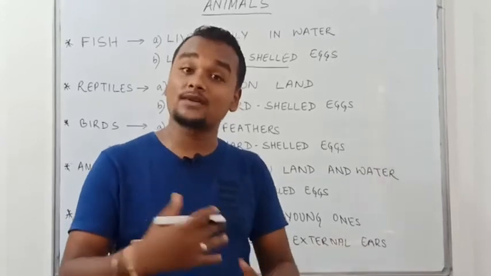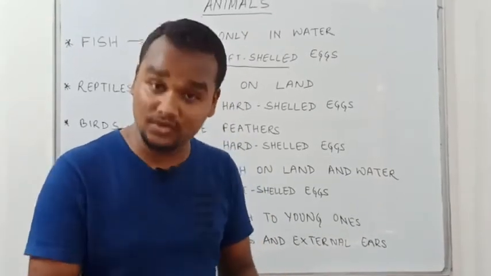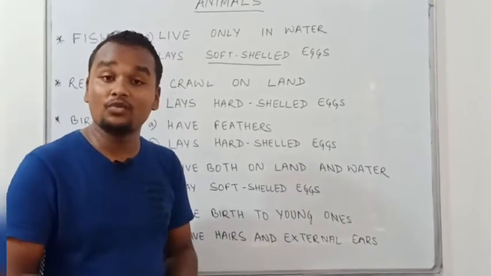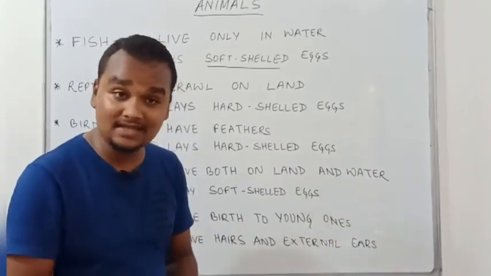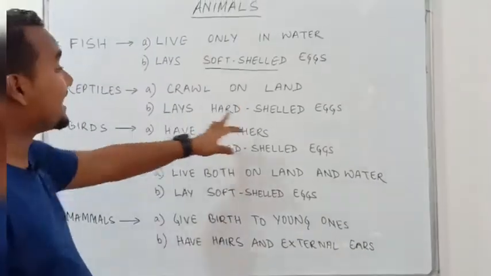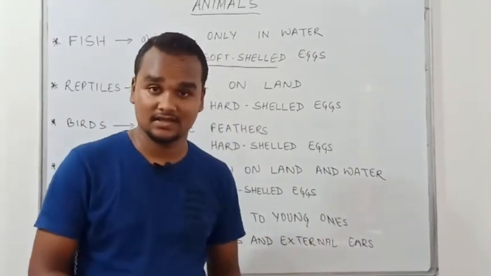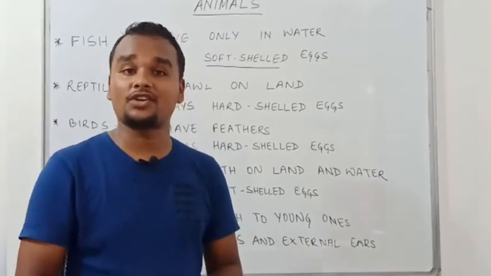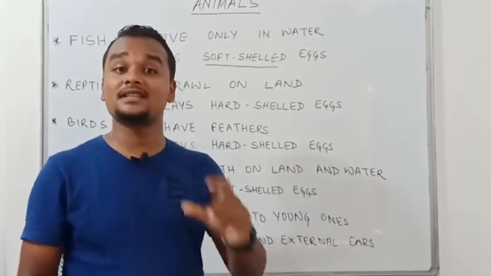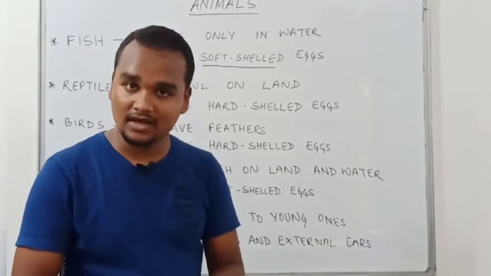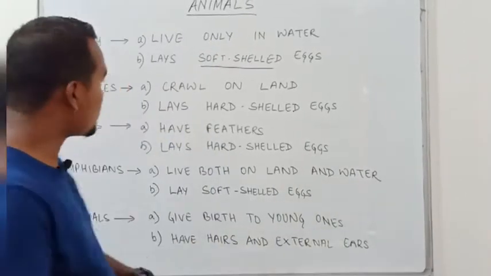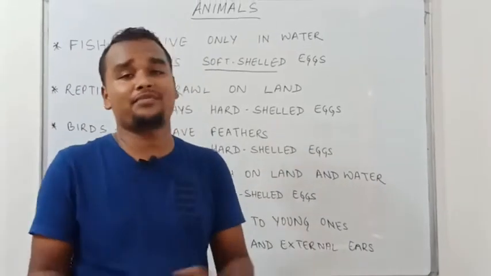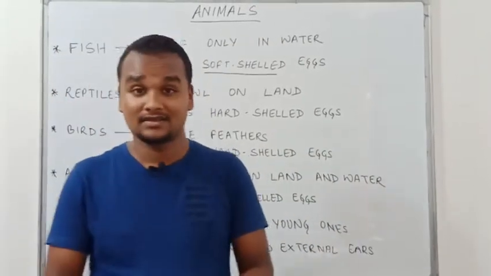An example of reptile is a crocodile also, and a crocodile is also a reptile only. How does the crocodile move on the ground? By crawling. Yes. Next one, they lay hard-shelled eggs. The reptiles, what is the kind of shell present on the eggs? Their shells are hard. Clear? I hope you have understood. So the next comes birds. What kind of features have you seen in a bird?